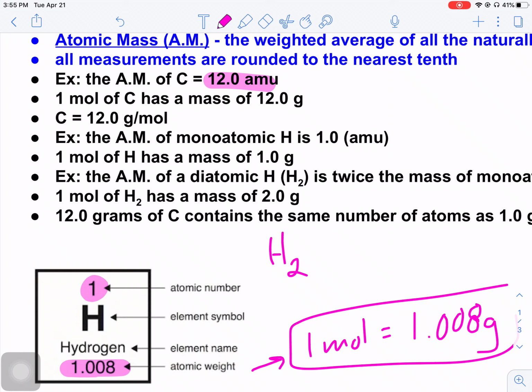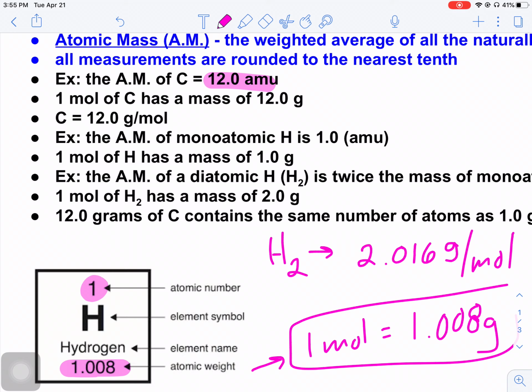So if we had 1 mole of hydrogen atoms, it would weigh 1.008 grams. But if we had 1 mole of hydrogen molecules, it's going to be double, which would be 2.016 grams per mole. So 1 mole of diatomic hydrogen is going to weigh twice as much as a mole of monoatomic hydrogen. So when you guys are doing some of these problems tonight, you must consider the elements that form in pairs. And tomorrow we'll talk a little bit more about compounds.